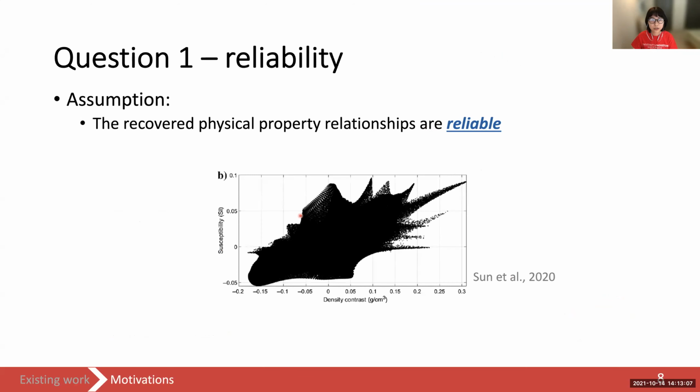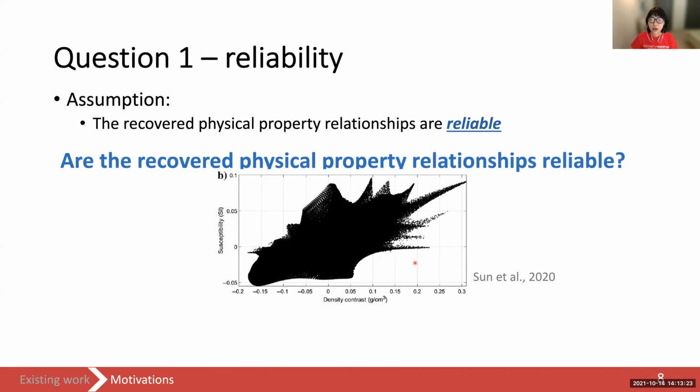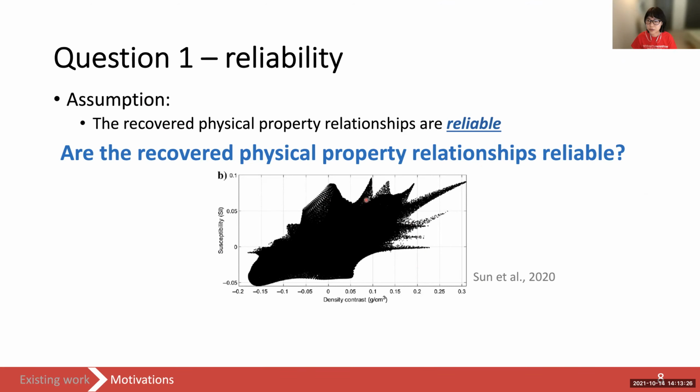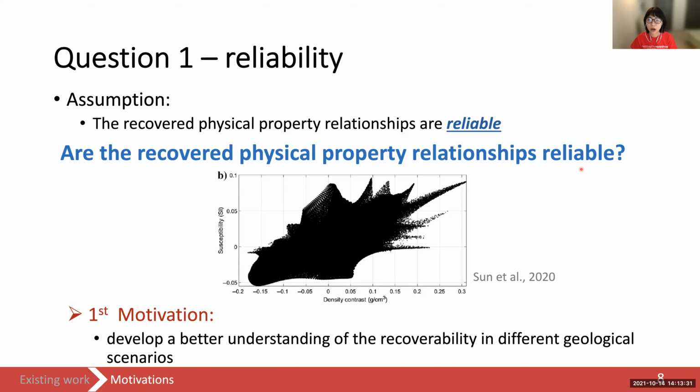As we have already mentioned, the assumption of the geology differentiation is that the recovered physical property relationships are a reliable representation of the geology. For example, this is a scatter plot shown earlier from field data joint inversion. But the question is, are the recovered physical property relationships displayed in this scatter plot reliable? In order to answer this question, our first motivation is to use different geologic scenarios with anomalies embedded at different depths and assigned different physical property values to develop a better understanding of the recoverability.